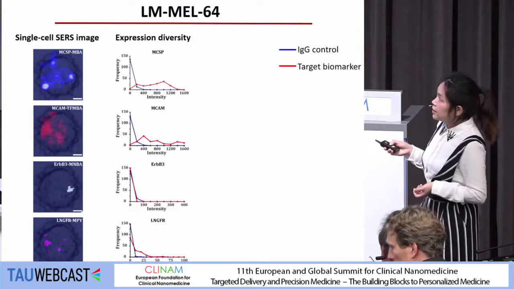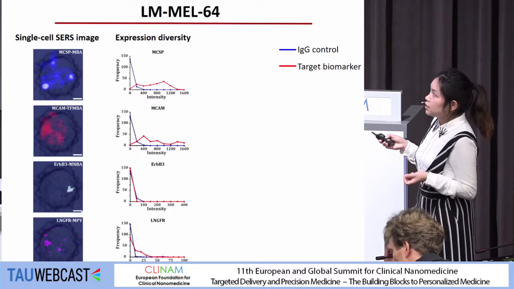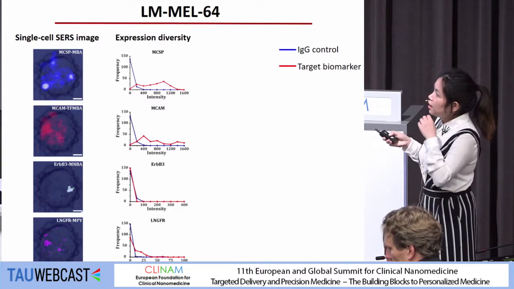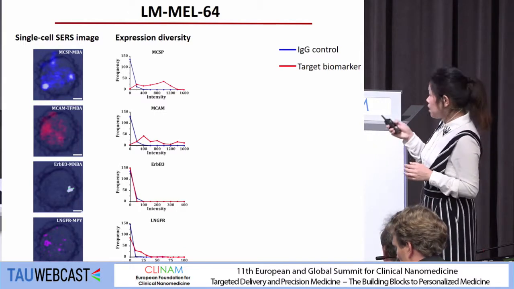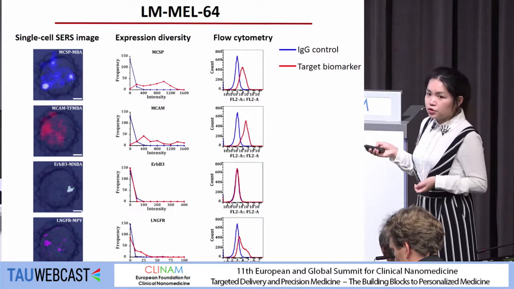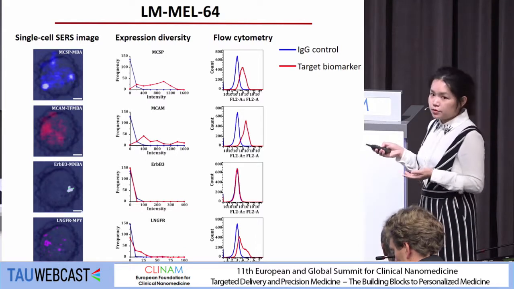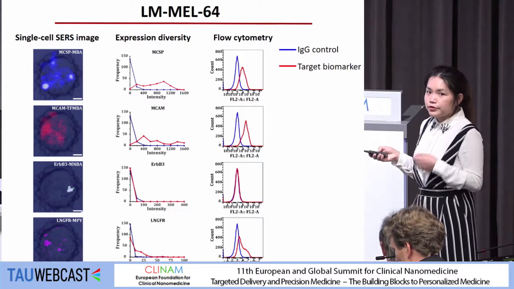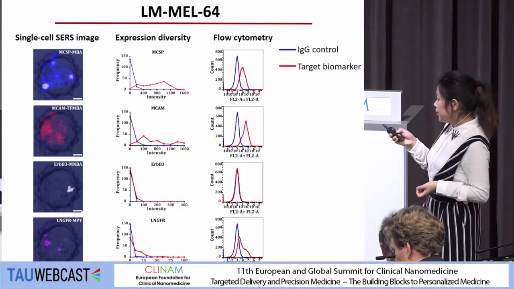Now let's look at the diversity of each biomarker expression. We can see this cell line has relatively diverse MCSP and MCAM expression. So we further validated our SERS data with flow cytometry results, which indicate that SERS results and flow cytometry results are consistent, and our technology can provide accurate CTC phenotyping.